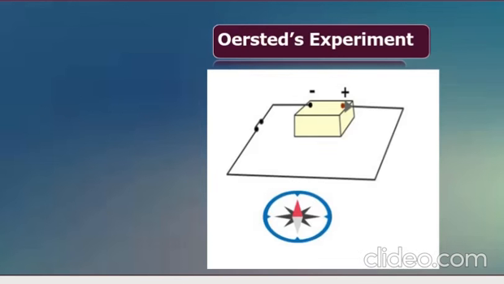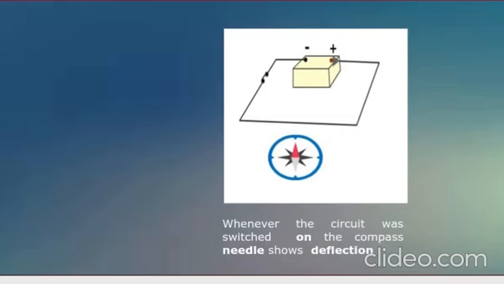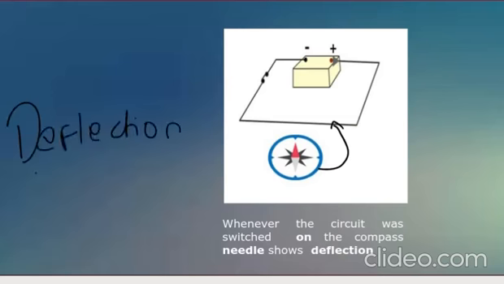What he did is that he took a battery, connected the wires properly, and even took a compass. Whenever he switched on the circuit and took the compass near the wire, near the circuit, what happened? Deflection was visible on the needle. The needle is like this, but then it changed, it deflected. This is what Hans Christian Oersted found out by his experiment.